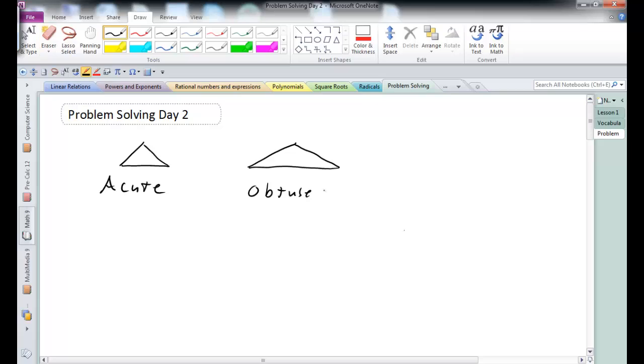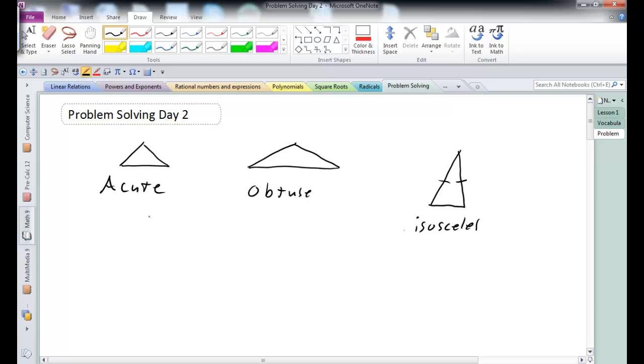Is it possible to have 2 obtuse angles in a triangle? Think about that one and then you can talk about it in class. An isosceles triangle has 2 equal sides. Let's say we show it like this. Those 2 slashes mean that those 2 sides are equal length. Isosceles.